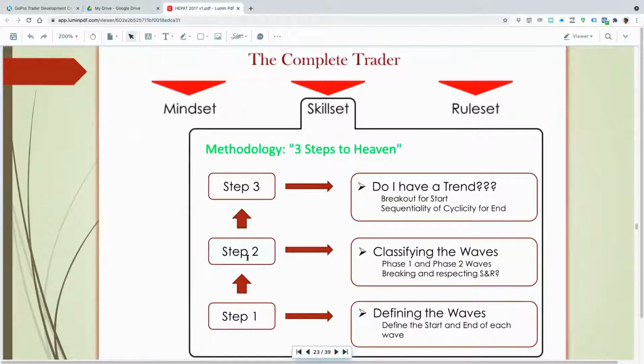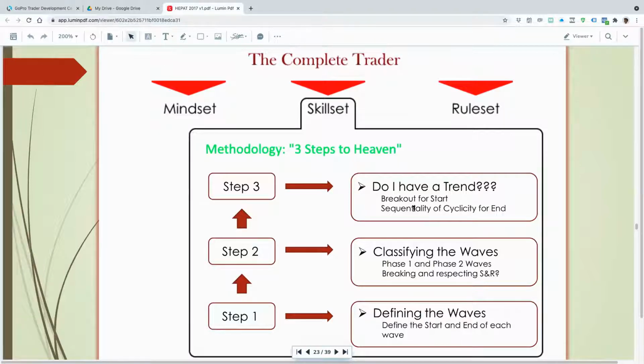If you haven't familiarized yourself with how to answer these questions, where does each wave begin and end, firstly. Secondly, being able to classify the waves as phase 1, phase 2 waves. If you're not familiar with that, please make sure you go and do those first, because they are critical building blocks, or obviously steps that need to be taken before you can get to the final step, which is answering this question from a price action point of view: do I have a trend?